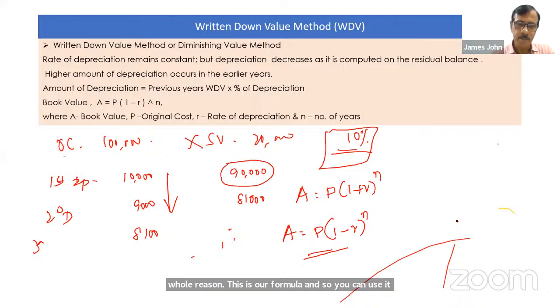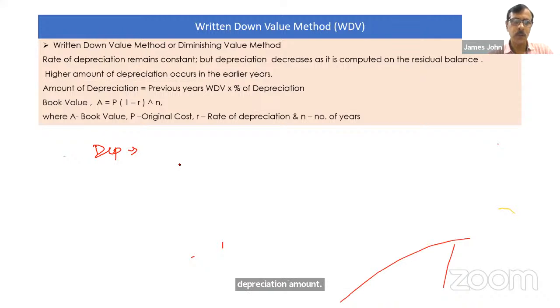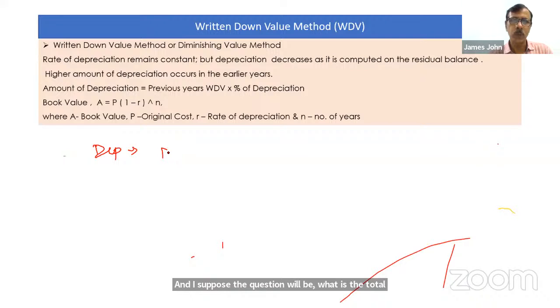Is it clear? Sir, what is depreciated value means? Yes, that is again, let me clear this. Here the confusion which students have is about the terms. Number one, the depreciation amount. You know what the depreciation amount is? What is the depreciation for the first year? Means how much amount you provide for the first year. And suppose the question is, what is the total depreciation for 5 years? So if the per year is 10,000 and it is straight line method, 5-year depreciation means it is 50,000.